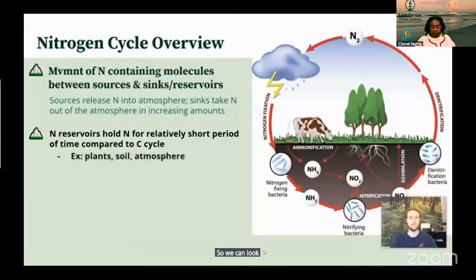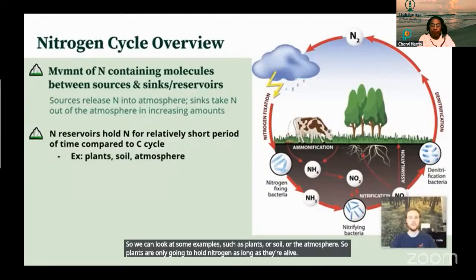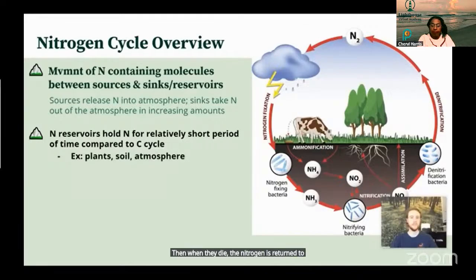So we can look at some examples such as plants or soil or the atmosphere. So plants are only going to hold nitrogen as long as they're alive. Then when they die, the nitrogen is returned to the soil. And that nitrogen does not stay in the soil for very long because it's taken right back up by plants for growth.